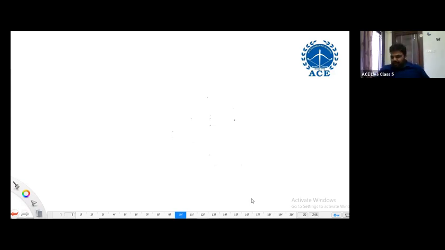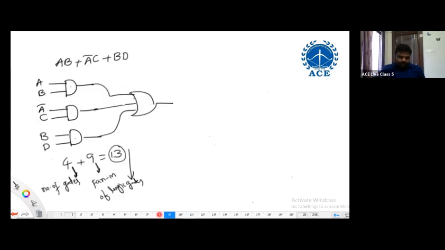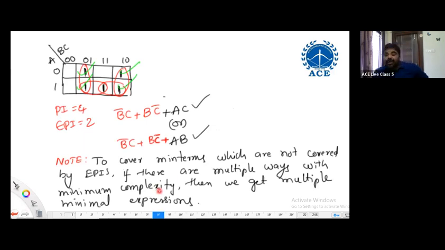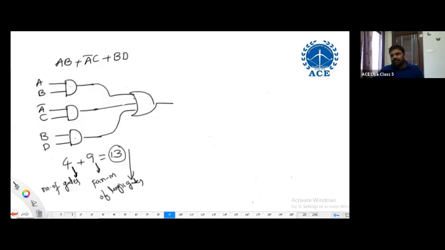So finally, what we have observed? The last concept is multiple minimal expressions. When we observe, there is a possibility for covering minterms which are not covered by essential prime implicants. If there are multiple ways with the minimum complexity, then we get multiple minimal expressions. After that, what we understood? A complexity concept. We have understood the complexity concept.